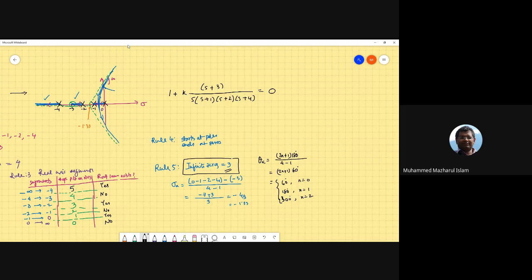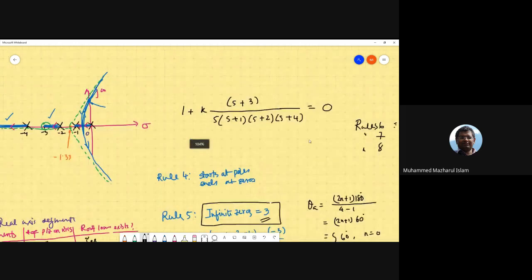ঠিক আছে. So as I was saying that we need 3 more rules. We call these rules 6, 7, and 8. Now, rule 6 is the finding of break away or break in point.